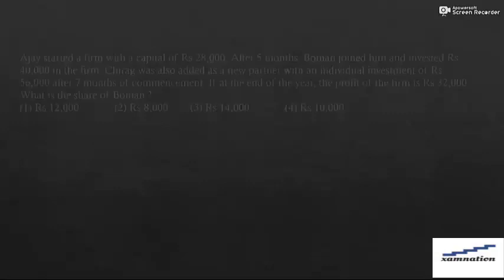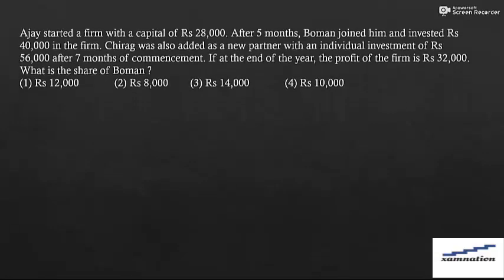Next question. Ajay started a firm with a capital of rupees 28,000. After 5 months, Baman joined him and invested rupees 40,000 in the firm. Chirag was also added as a new partner with an individual investment of rupees 56,000 after 7 months of commencement. If at the end of the year the profit of the firm is rupees 32,000, what is the share of Baman?